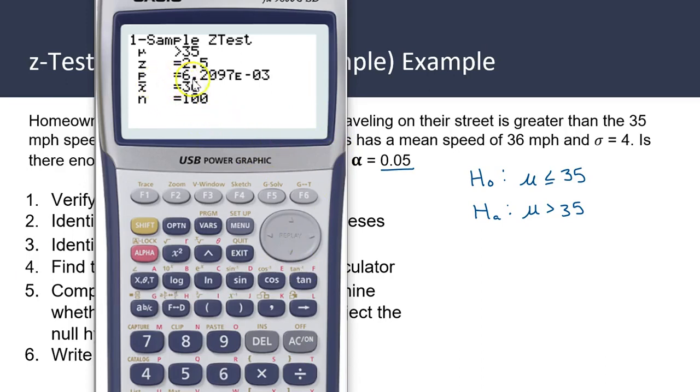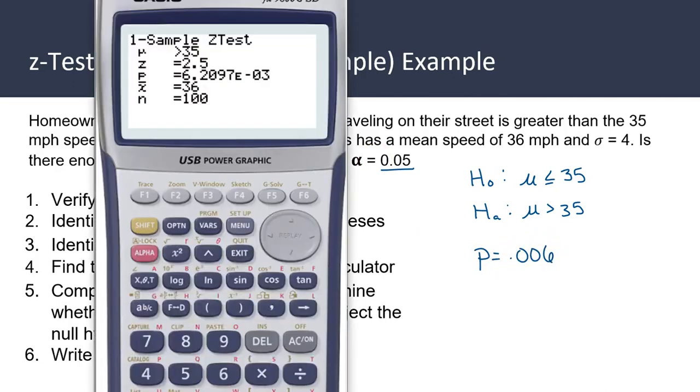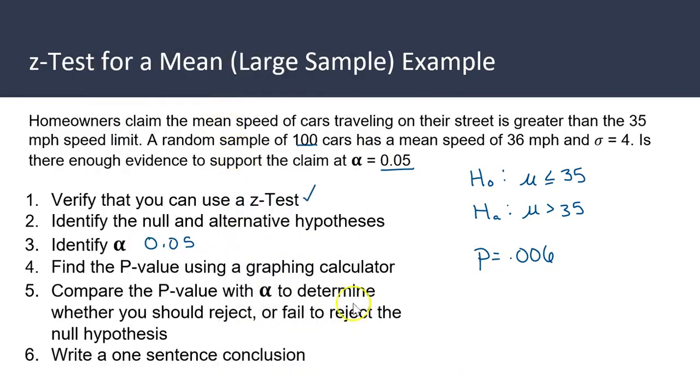So P is 6.2097, but e to the negative third. Again, I'm going to add zeros in front, one less than whatever number is there. So my P is going to be 0.006. Make sure I rounded that correctly. Yes, 0.006. Okay, compare my P to my alpha, which is 0.05. 0.006 is less than 0.05. So I would reject, all right, the null hypothesis.